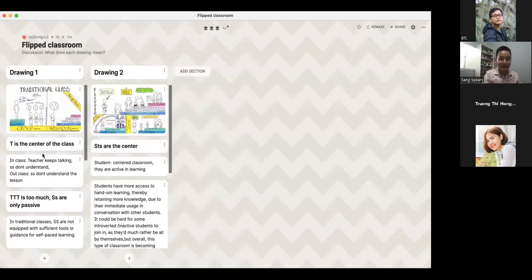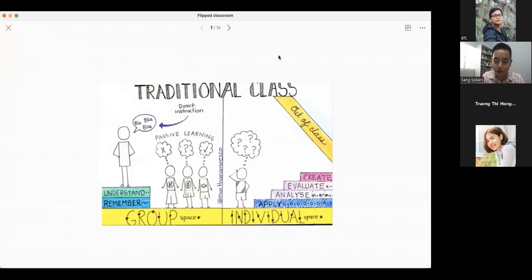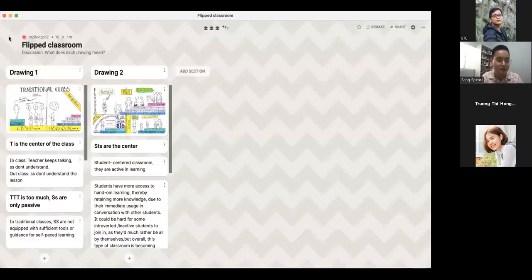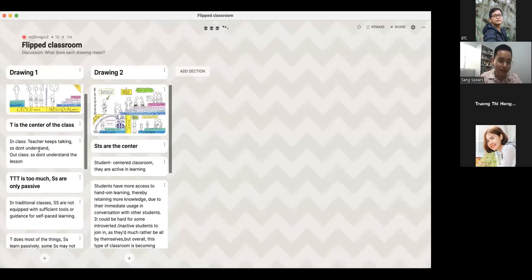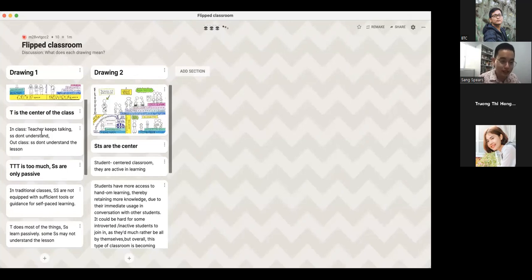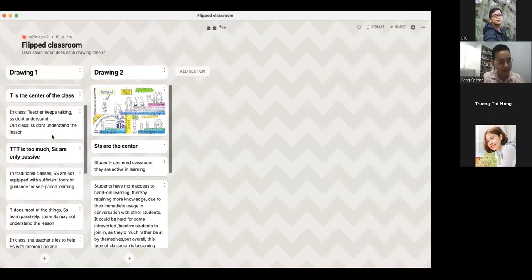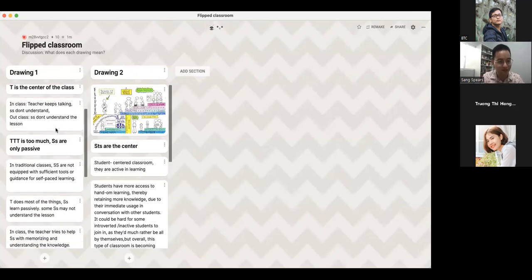Okay, so let's see some of your answers right here. For drawing one, they say traditional class with direct instruction, passive learning, and out of class, some more question marks. So the teacher is the center of the class. Another one said, in class, the teacher keeps talking, students don't understand. And out of class, students don't understand the lesson.